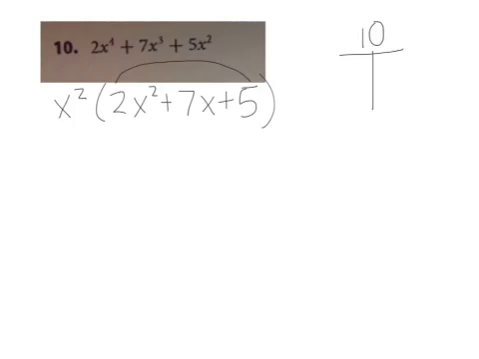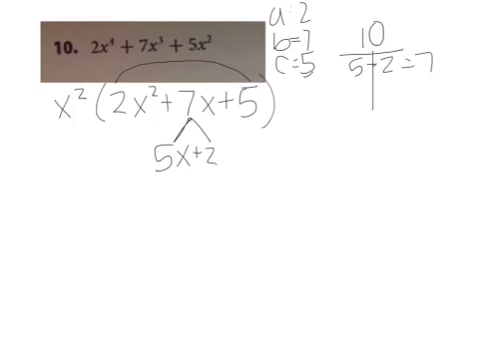So now I've got a equals 2, b equals 7, and c equals 5. I've got to think about numbers that multiply to be the product of a and c, 10, and add to be 7, which is just going to be 5 and 2. If I add them, I get 7. If I multiply them, I get 10. And now I take those two numbers and I break up my 7x into 5x plus 2x. It doesn't matter which one you put first. I'm just choosing to do it this way.